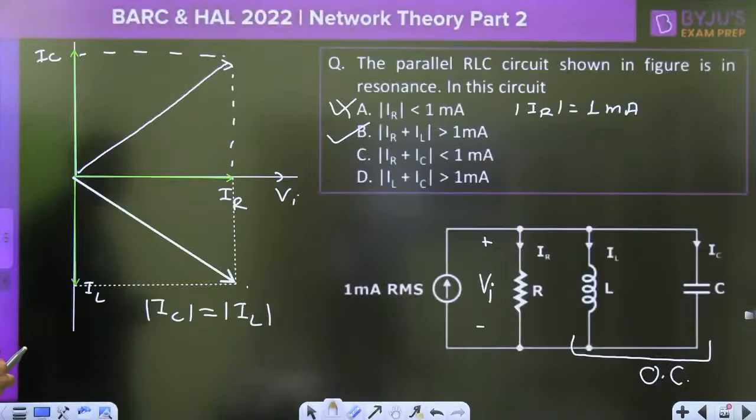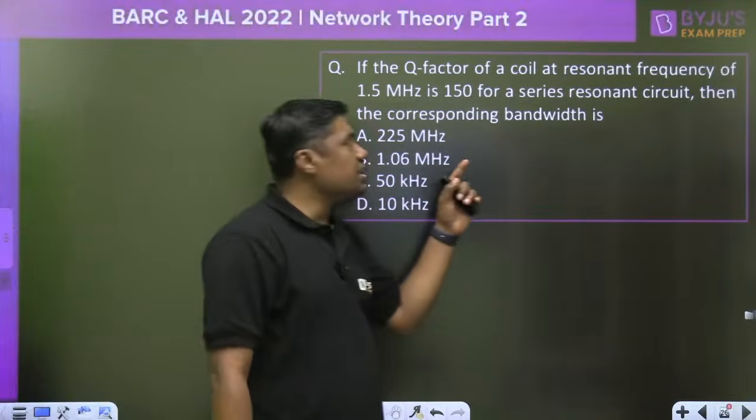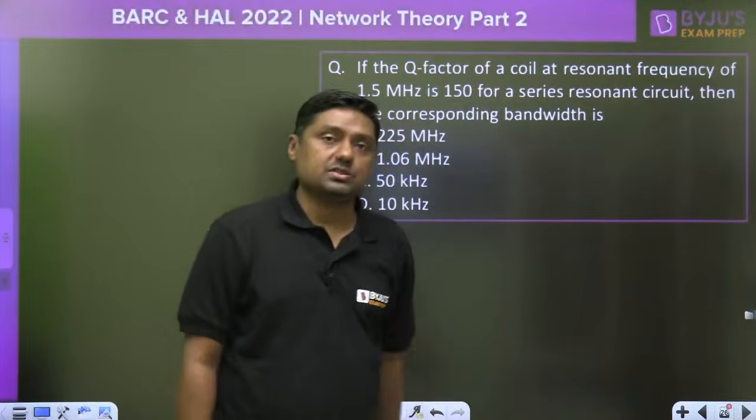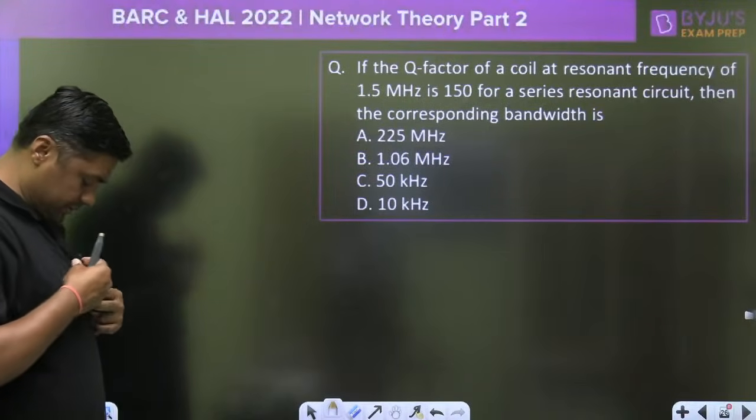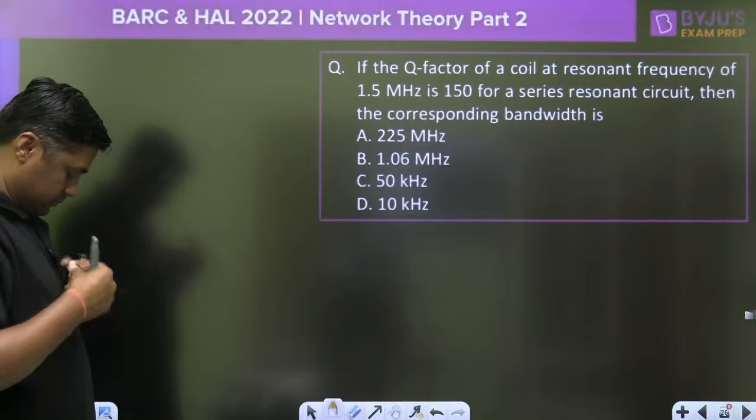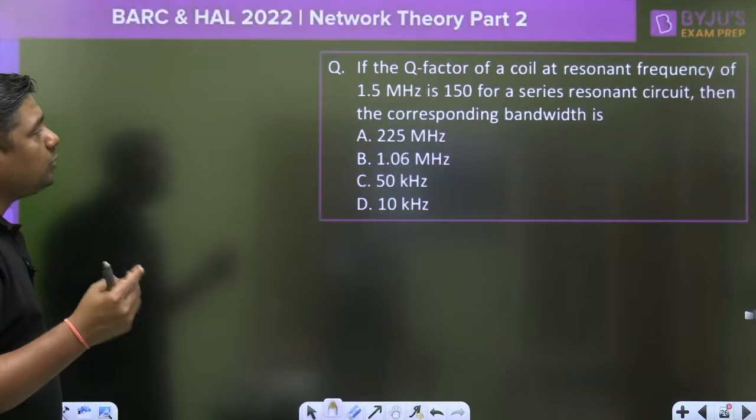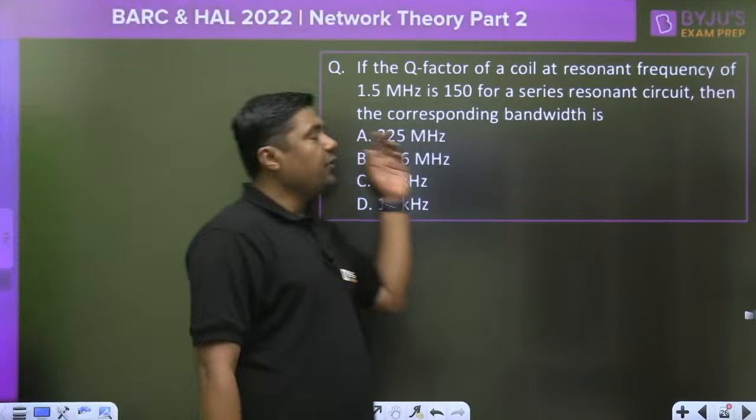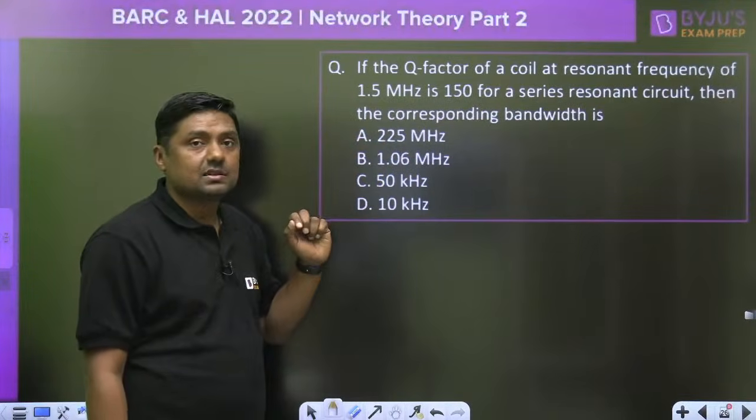Now come to this question. This is also done. Now we have told what it will be. Last question. If the Q factor of a coil at resonant frequency of 1.5 megahertz is 150 for a series resonant circuit, then what will be the corresponding bandwidth? Tell me what will be the corresponding bandwidth?